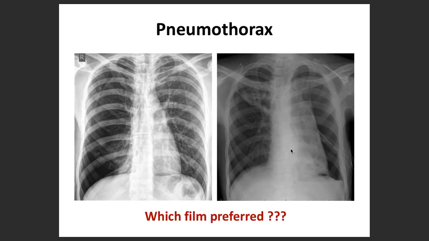So this is how you differentiate. As I was telling you, if you are able to demonstrate the outer margin of the visceral pleura and lung, the pleural line, from the parietal pleura. Parietal pleura and visceral pleura are different. So if you are able to see this line, then this is the classical pneumothorax.